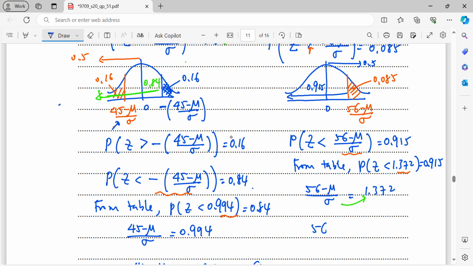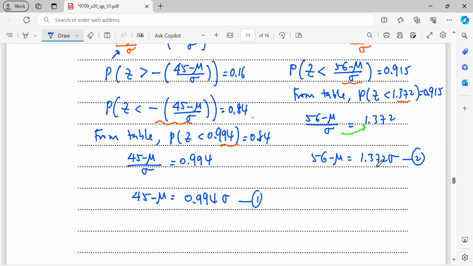So I will get 56 minus mu equals 1.372 sigma. This is my second equation. Now I need to solve these two simultaneous equations. Looking at the left hand side, both also have minus mu. Therefore, I can just say second equation minus first equation. I'm using the elimination method. So 56 minus 45, that is 11.